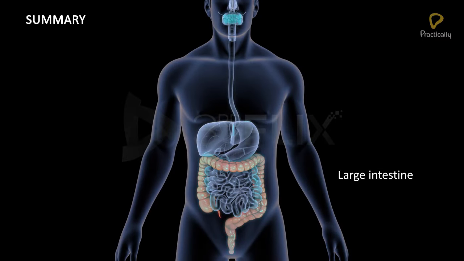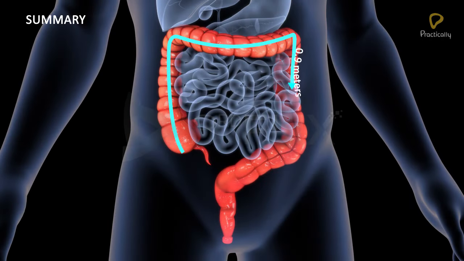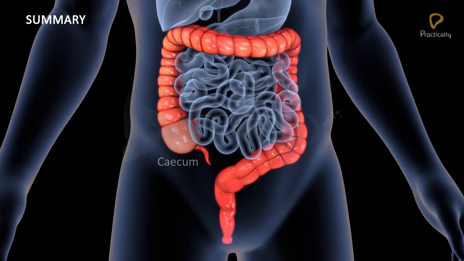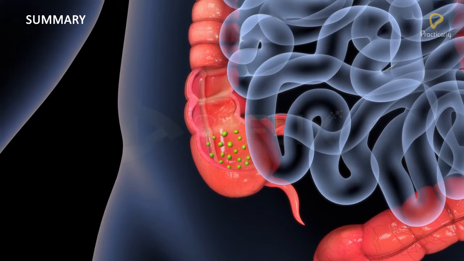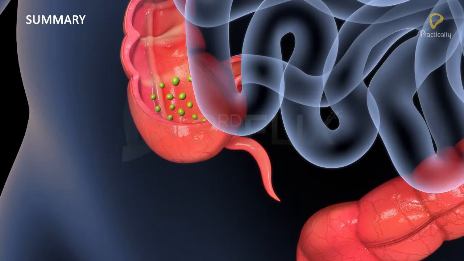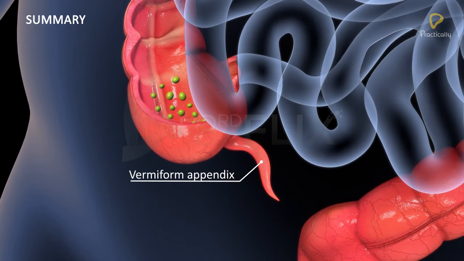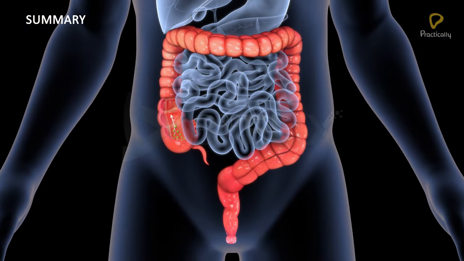The large intestine is the last region of the alimentary canal. It is about 1.5 meters long and consists of the cecum, colon, and rectum. The cecum is a small blind sac which hosts some symbiotic microorganisms. A narrow, finger-like tubular projection called the vermiform appendix arises from the cecum. The cecum opens into the colon.